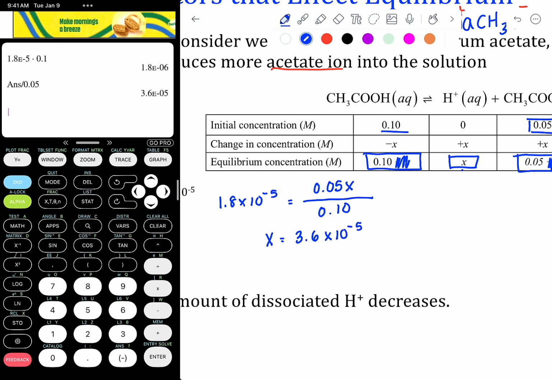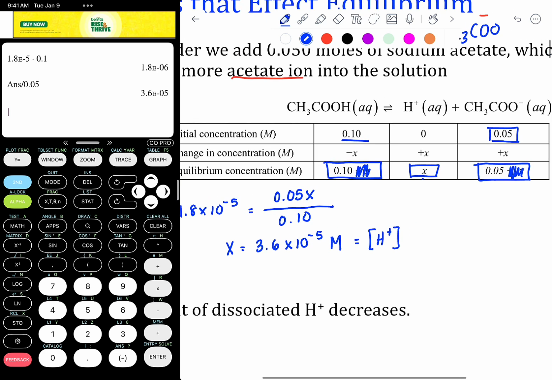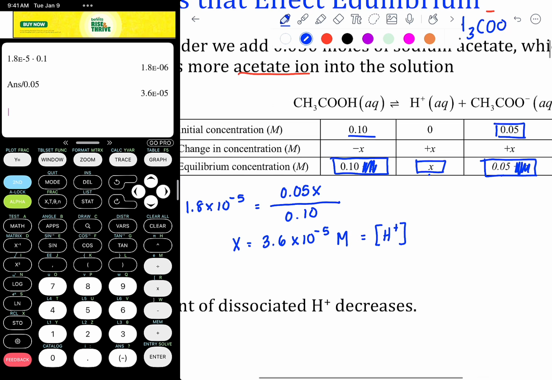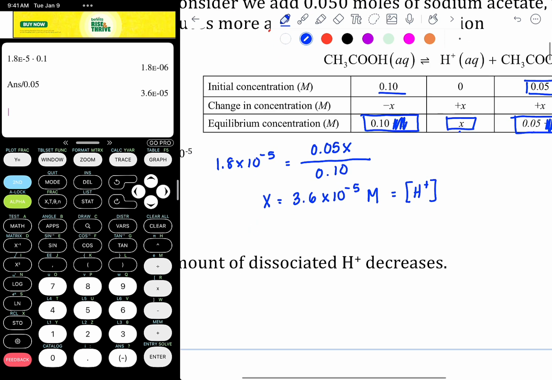So our x value has changed. Okay, that's a concentration. This is now our new concentration of H+, and we don't have to write it as our new concentration of an acetate ion because we know that it's going to be 0.05. There's going to be very little change, which is why we're able to use our approximation method. So now we can see what happens to the pH.